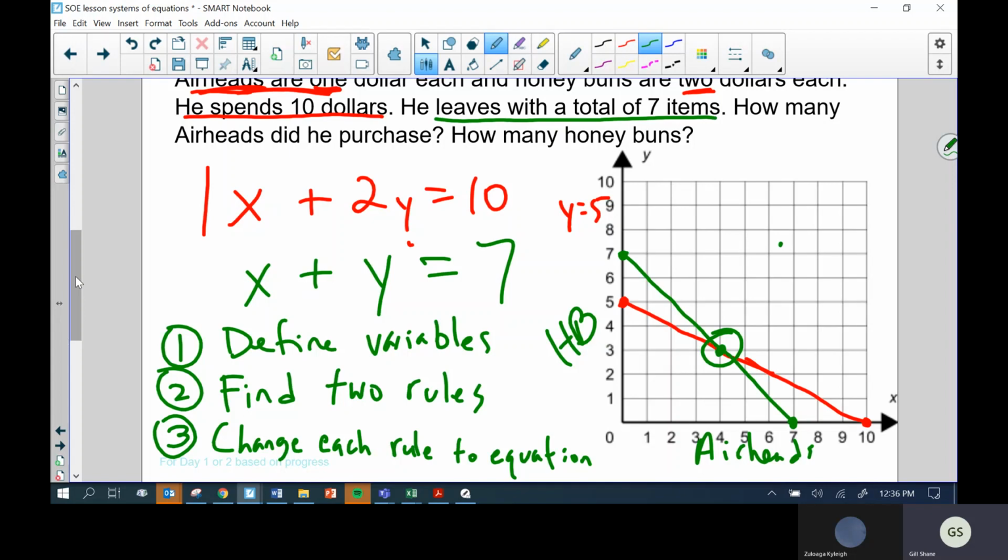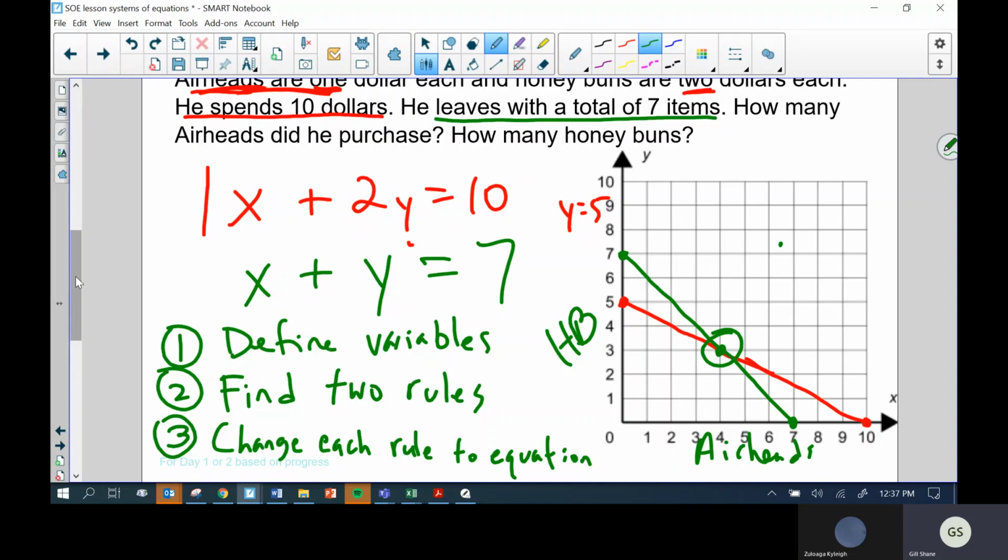You're just saying, well, x is going to stand for what? Like in this case, it was the number of airheads. And then y stands for what? Then find what the rules are in the words. Which part of that is the rules? You can underline them, or write both rules out separately in words. Kind of like I wrote, the money spent on airheads plus the money spent on honey buns equals $15. That was a rule.